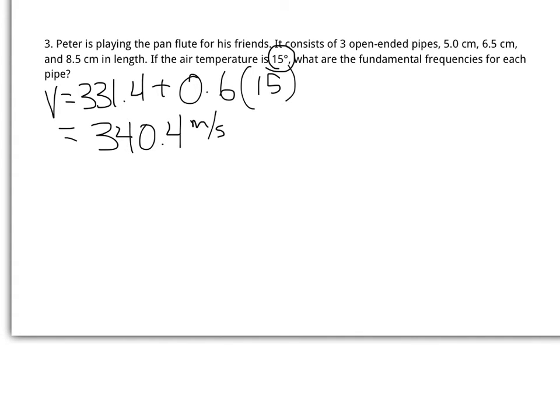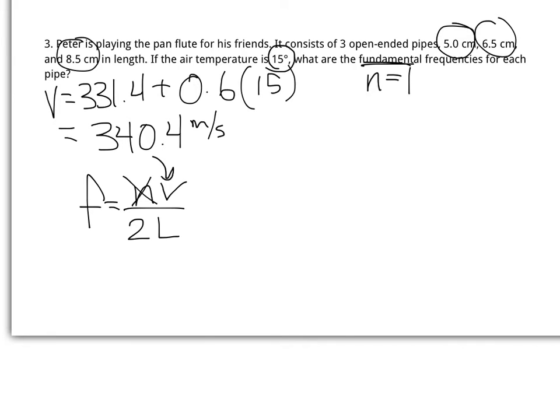And we need that number because the frequency of the harmonics is based in part on the speed of that sound wave. So fundamental frequency means first harmonic. So the n is going to equal 1 in all of these calculations. And that frequency is equal to nv over 2 times the length of the pipe. So this 340 is going to go in for our velocity. 1 is going in for n, which essentially removes that from interest for us. And then these numbers here are going into the length calculation down here.